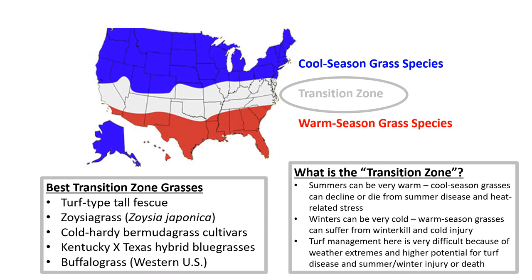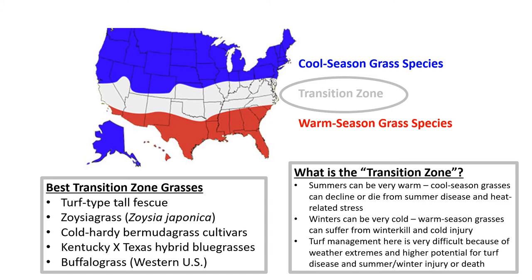We have this zone called the transition zone, and this is the zone that exists between the northern cool season zone and the southern warm season zone. The transition zone is where we might have very cold winters, but we might also have very hot summers. So it can be a very difficult place sometimes for the warm season grasses to overwinter because the winters get too severe. Or it can be a really difficult time for the cool season grasses to tolerate the summers if we have particularly hot summers.